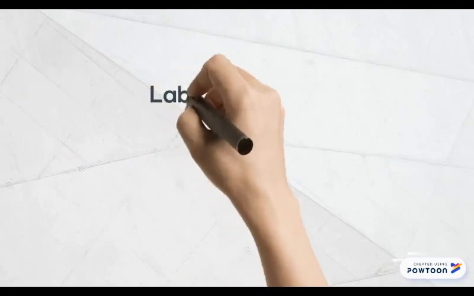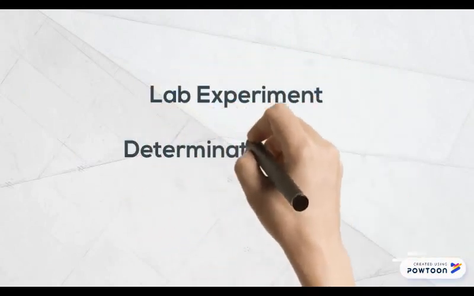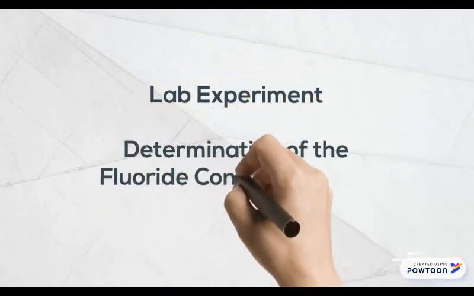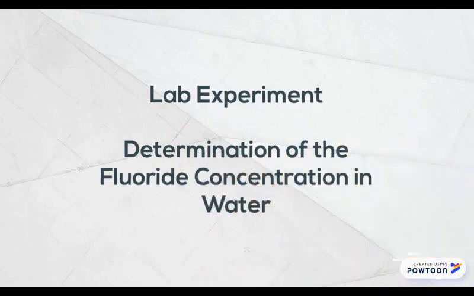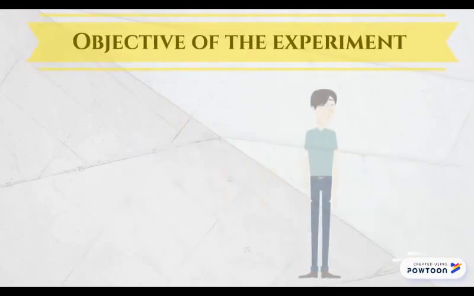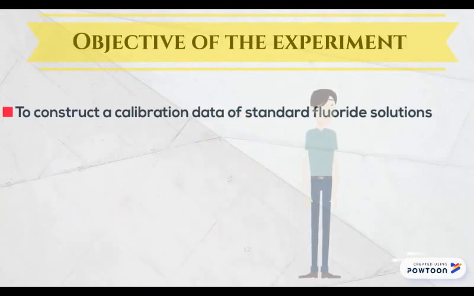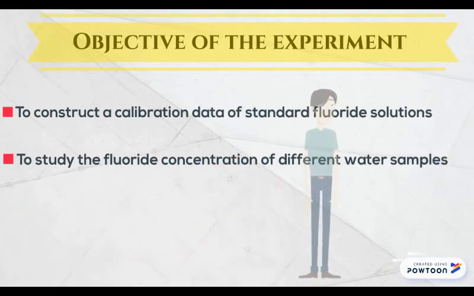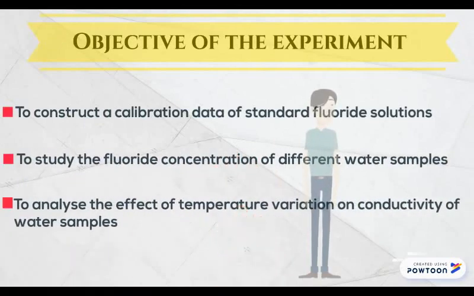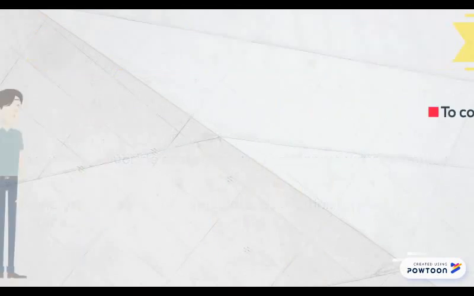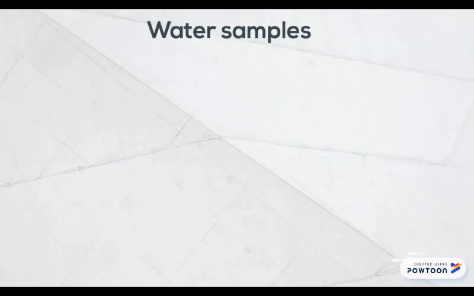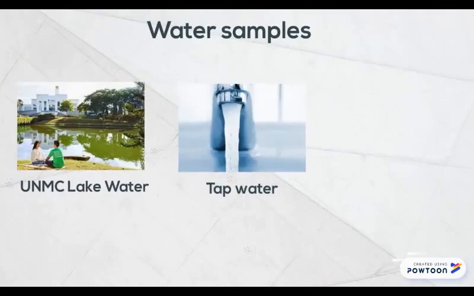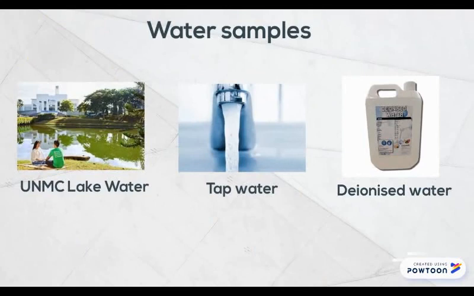After a short explanation of the ion selective electrode, now we move back to the topic, the determination of fluoride concentration in water. The purpose of conducting this experiment is to construct a calibration data of the standard fluoride solutions. Next, to determine the fluoride concentration of different water samples and to analyze the effect of temperature variation on the conductivity of the water samples. In the experiment, the water samples given are the UNMC lake water, the tap water, and the deionized water.